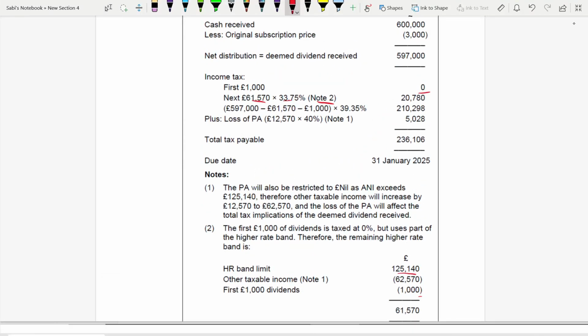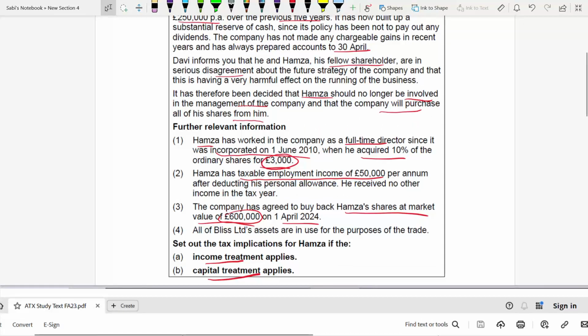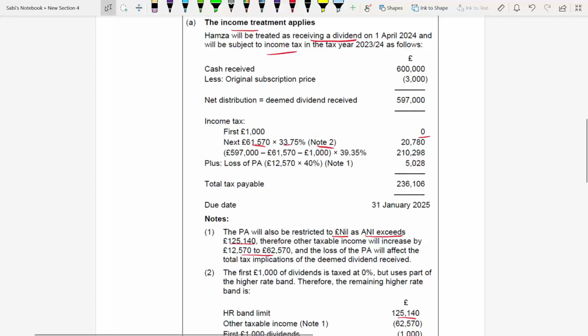The personal allowance will be restricted to nil as the adjusted net income exceeds this amount. Imagine if adjusted net income exceeds this amount, personal allowance is 0. Therefore other taxable income will increase from 12,570 to 62,570 by 50,000, and the loss of personal allowance will affect the total tax implications of the deemed dividend received. Your personal allowance is 12,570. He has a taxable employment income of 50,000 after deducting his personal allowance, right? So that 50,000 will be added with the personal allowance here.